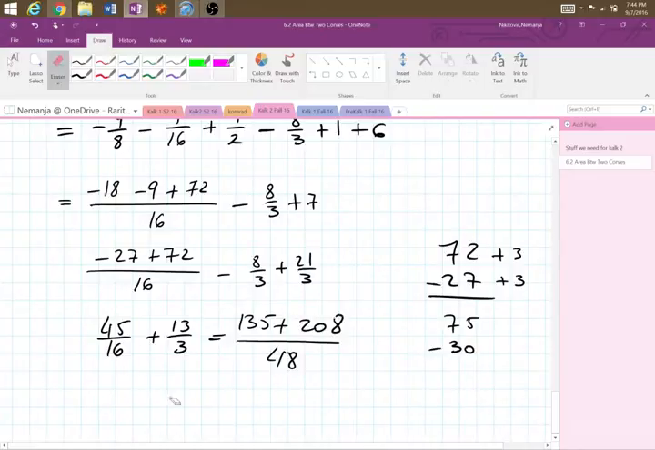Awesome. So you say you can't do this. You can. So what do we get? 343 over 48, since nothing, right? Can't reduce. Awesome. Spent more time on computing this than actual calculus.